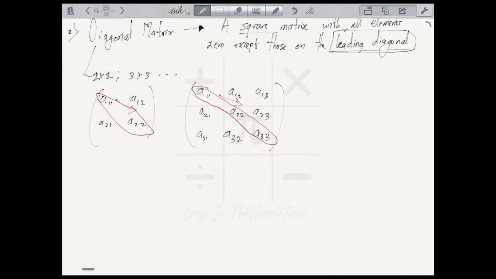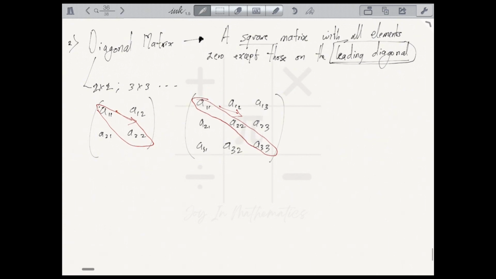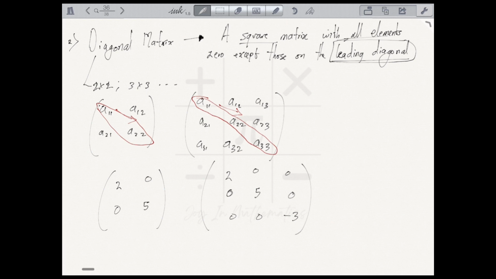Now it says a square matrix with all elements 0 except those on the leading diagonal. So I can have all zeros except those on the leading diagonal. I can say 2, 5, that's the leading diagonal, and the remaining 0. And likewise I can say 2, 5, minus 3, and the rest 0. So this is a diagonal matrix. All elements are 0 except those on the leading diagonal.